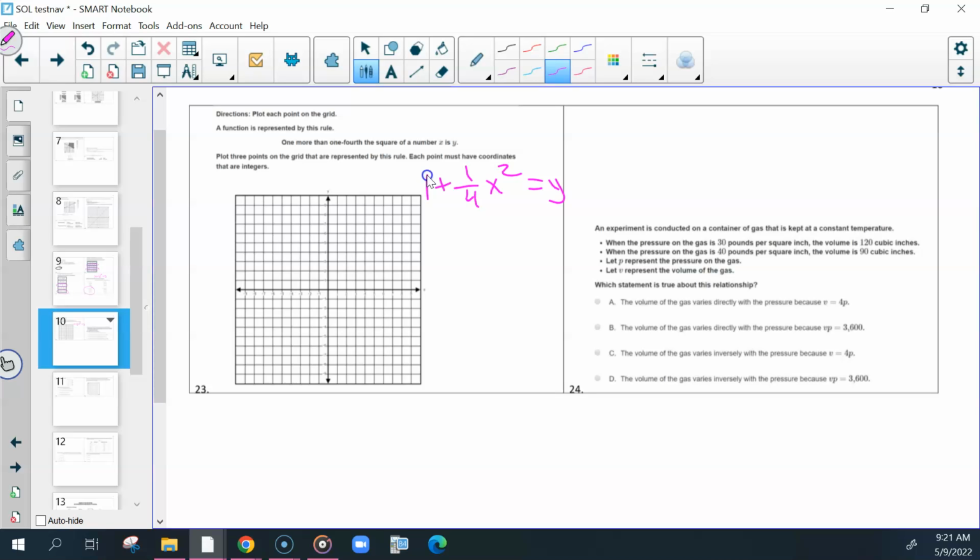Now, you could pick some x values, whatever x values you want. You only need 3 points. Put them into this function and then graph them. Or you could use Desmos and do the same thing. Put that in. It's going to give you a table of values and you can pick any of those points. So the easiest to do algebraically would be 0. If I put 0 in for x, what would be my y?